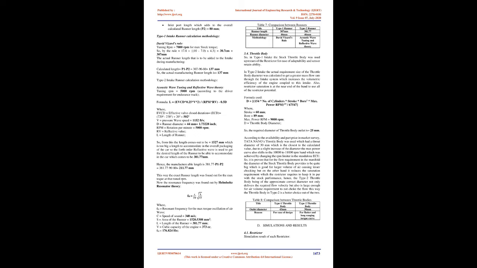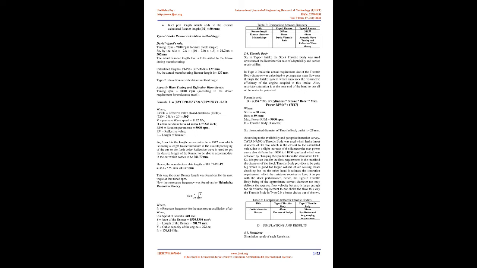Runner diameter was taken the same for both, equal to 44 mm. Stock throttle body case for better engine to runner adaptation, P1, equals 90 mm. Inlet port length, which adds to the overall calculated runner length, P2, equals 80 mm.